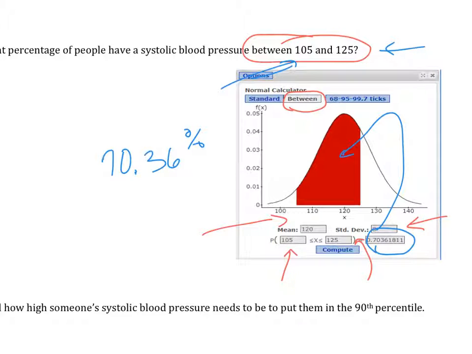You could do this problem by getting a z-score for 105 and a z-score for 125, and then using Table A. I show you how to do this in the Lesson 4 notes.